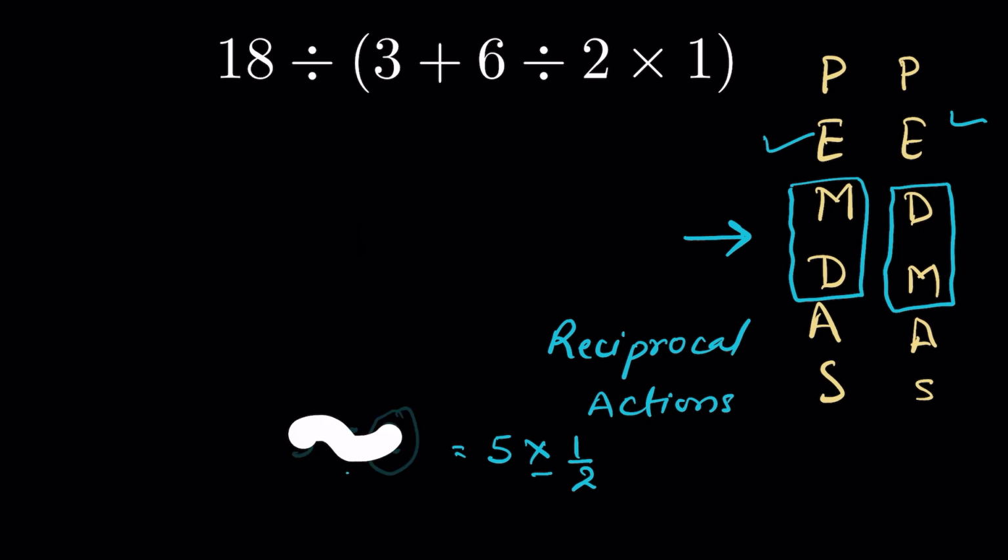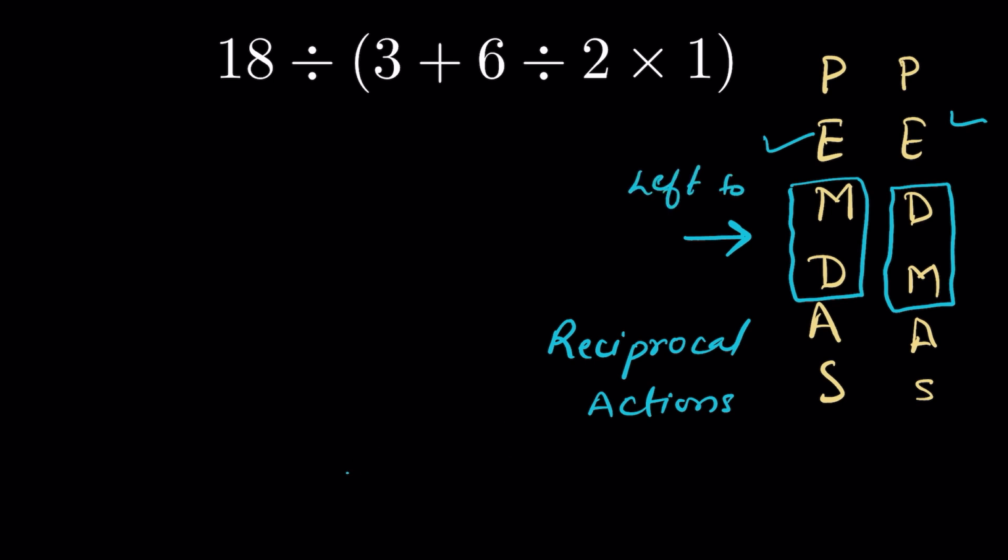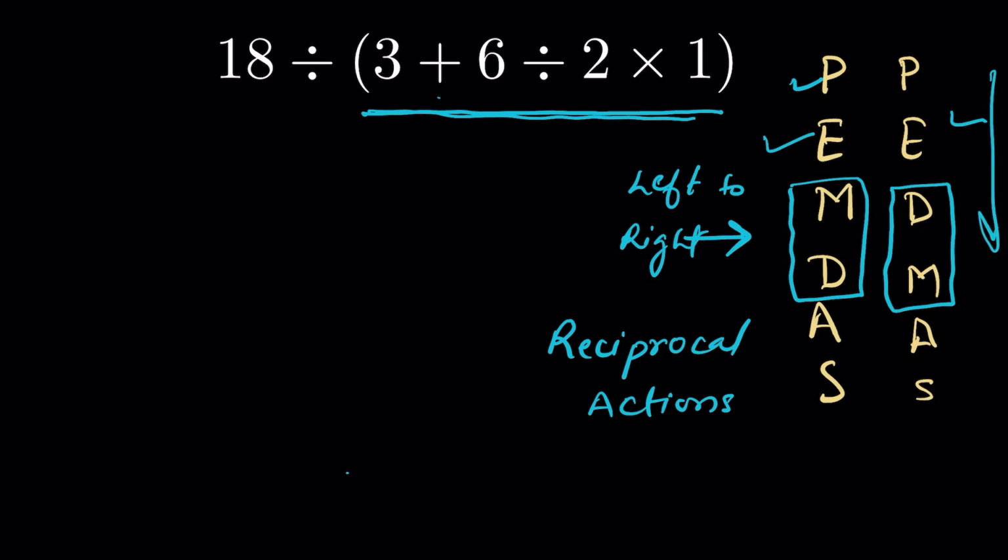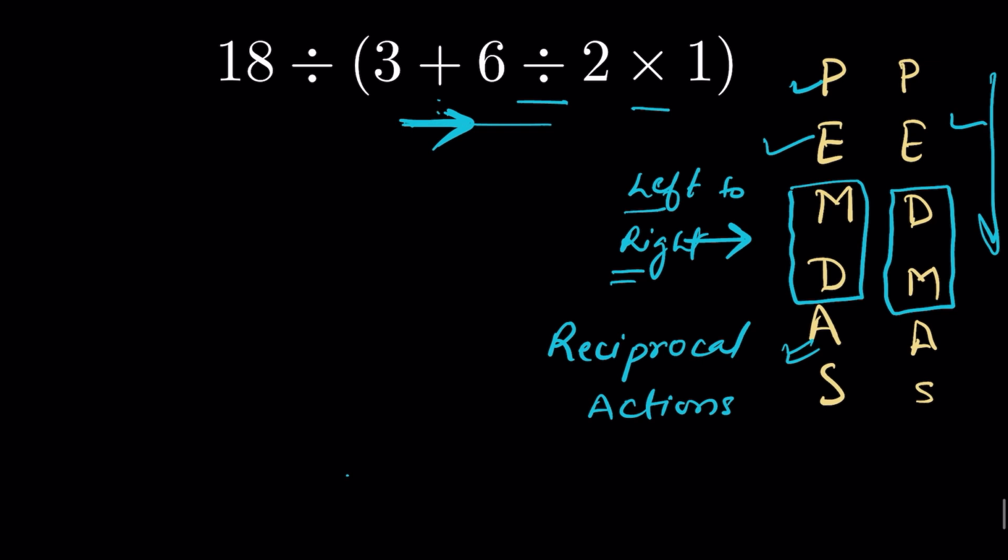And since they are reciprocal actions, they are given equal priority and we solve them from left to right, whichever comes first. So first we will solve parentheses, and within the parentheses also, because you see here within the parentheses we have different operations: addition, division, multiplication. So within the parentheses also you have to follow this order. Remember that this left to right rule just works for division and multiplication. You cannot start solving from left to right from the beginning, from here, because addition will always come after multiplication or division. So we cannot just start solving from here.